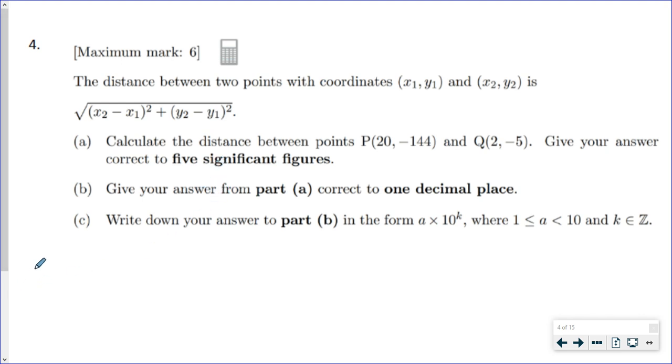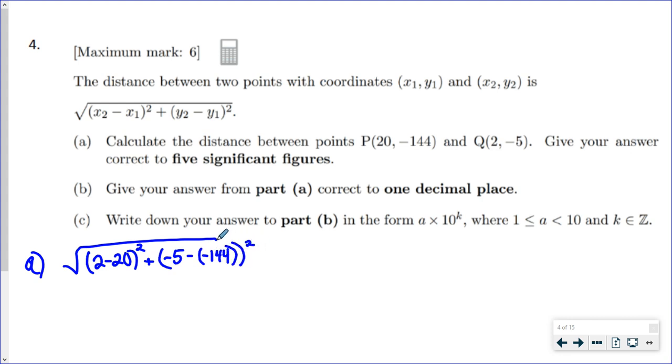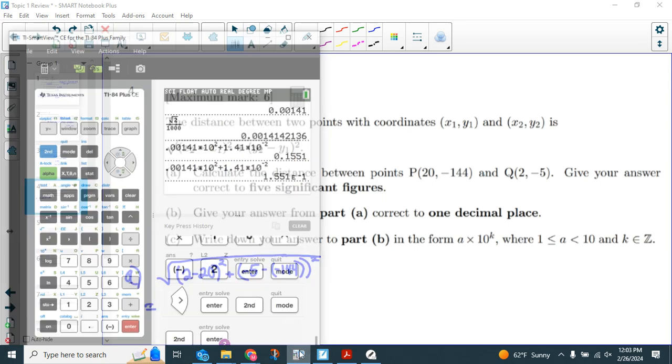All right, so I'll do this over here. So we're going to have the square root of (x2 minus x1) squared, so (2 minus 20) squared, plus (y2 minus y1), so (negative 5 minus negative 144), and that's all squared as well. All right, so we plug that into a calculator.